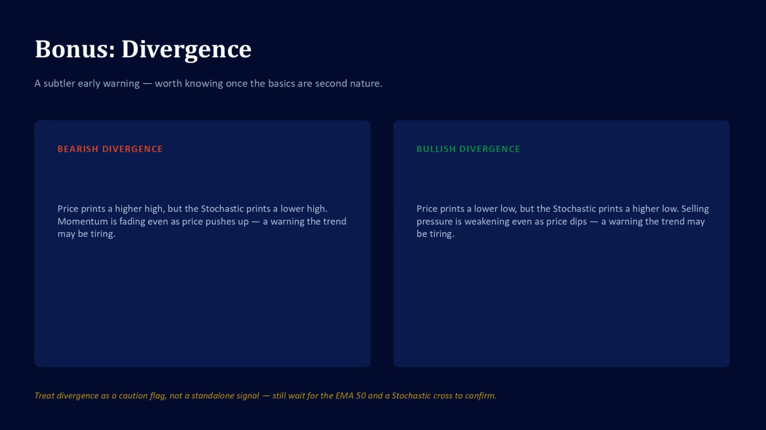One bonus concept worth knowing once the basics feel automatic: divergence. Bearish divergence is when price prints a higher high, but the stochastic prints a lower high. Momentum is fading even as price pushes up, a warning the trend may be tiring. Bullish divergence is the mirror, a lower low in price, but a higher low on the stochastic. Treat divergence as a caution flag, not a standalone signal. You still want the EMA 50 and a stochastic cross to confirm.